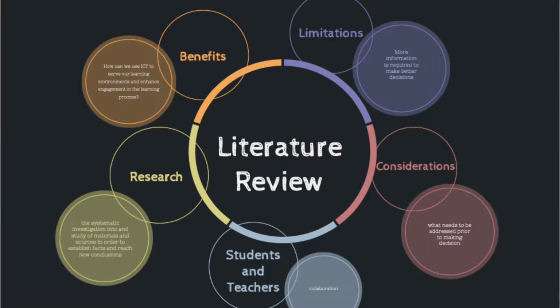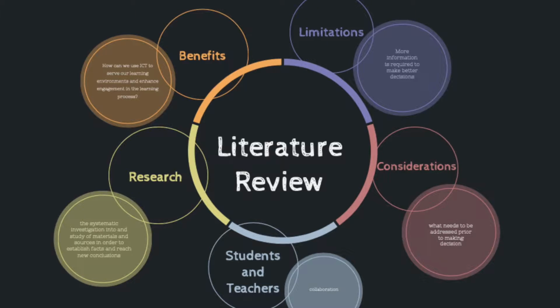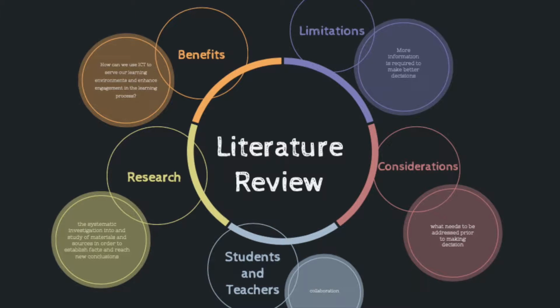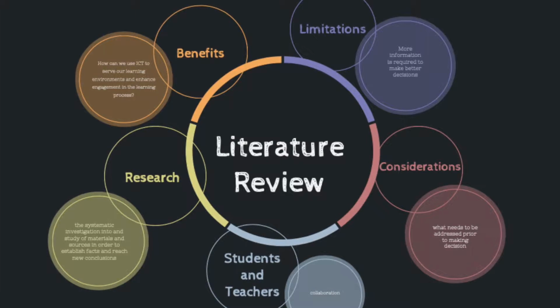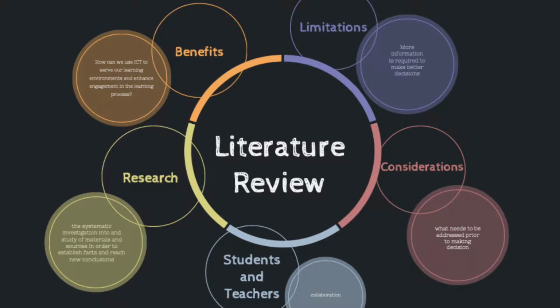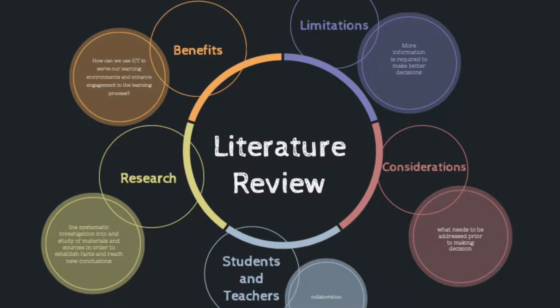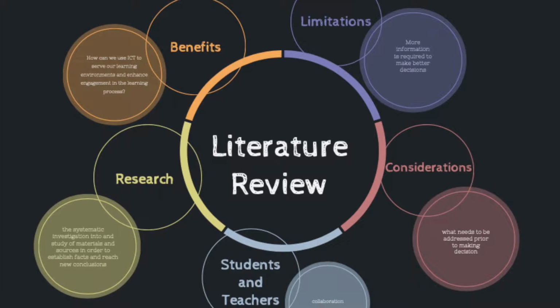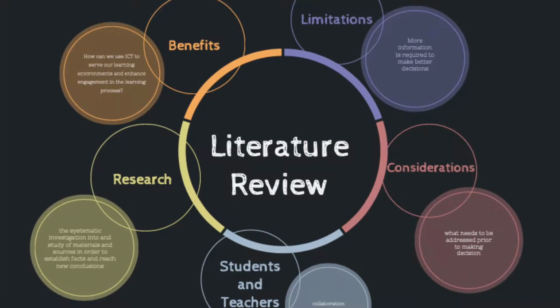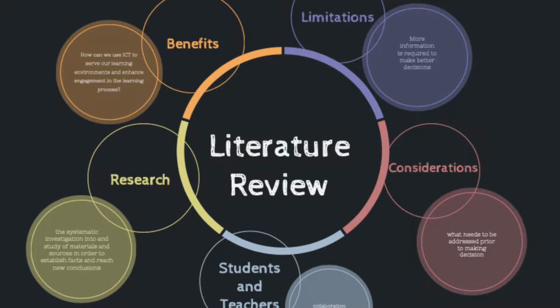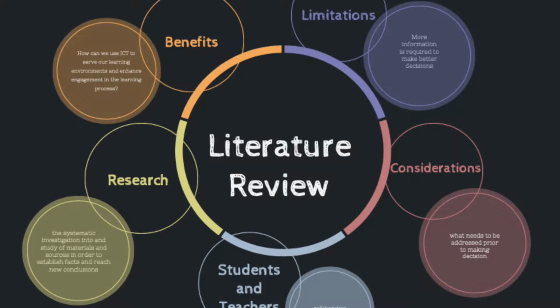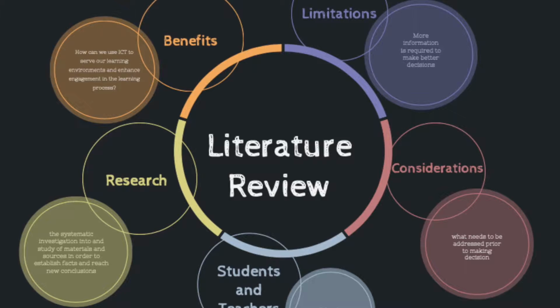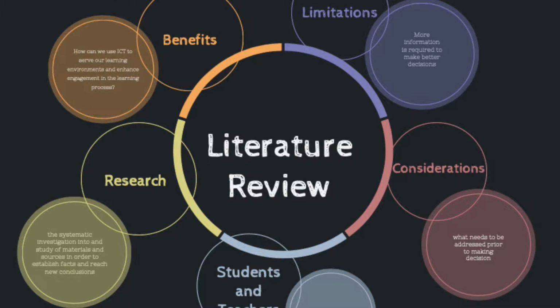The literature review. In order to collate and present our individual literature reviews, we have decided to present the data in three main categories. 1. The benefits of ICT in relation to engagement and learning in general. 2. The limitations that present themselves with the use of ICT in the classroom. And 3. The considerations that need to be made prior to implementation of ICT in the classroom.